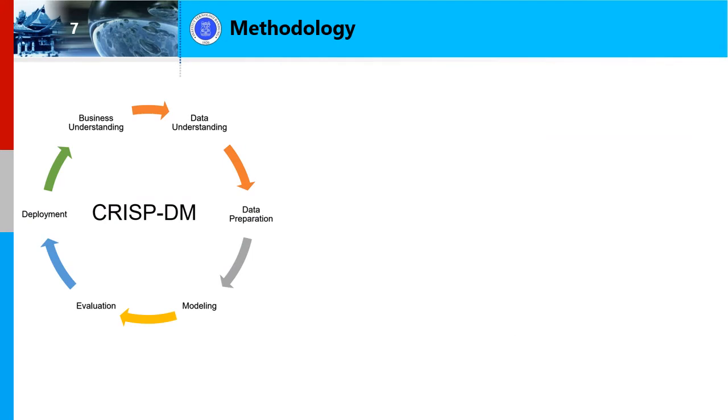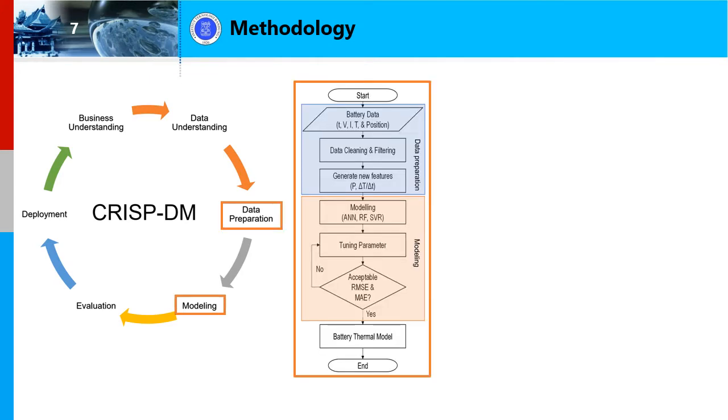We use the CRISP-DM framework as the methodology. The first one is business understanding, which is to identify or detect the anomaly behavior of the battery, and then data understanding, data preparation and modeling, as shown in the flowchart. In modeling, we use 3 machine learning methods: artificial neural network, random forest, and support vector regression.